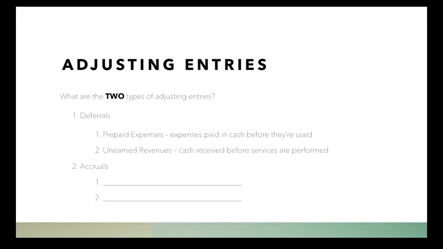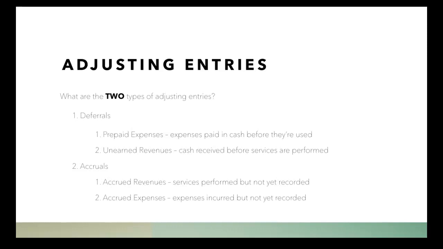And then under accruals, we have accrued revenues. That's if we've performed the services, but we hadn't recorded that yet. And then we have accrued expenses. That's if the expenses incurred or the expenses happened, but we haven't recorded those expenses yet. So those are our types of adjusting entries.